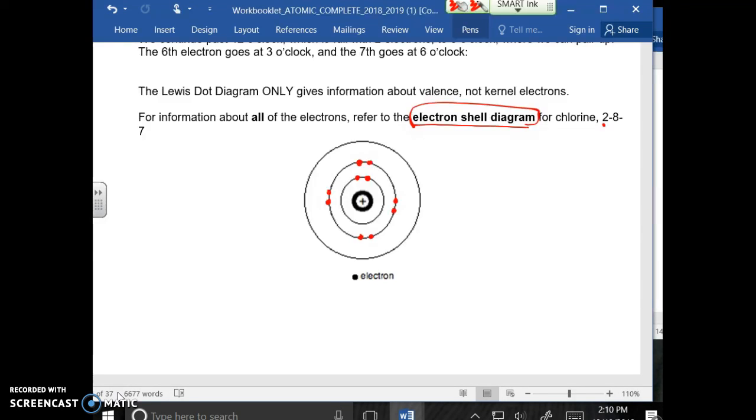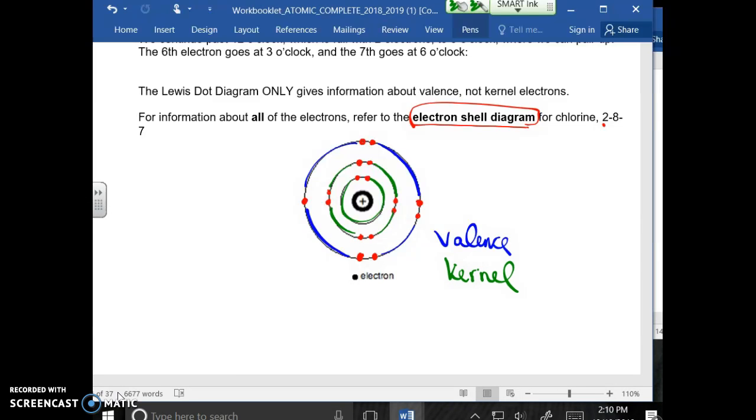Notice we have, again, 12 o'clock, 3 o'clock, 6 o'clock, 9 o'clock. And then I have 7 electrons in the outermost shell. 1, 2, 3, 4, 5, 6, and 7. Again, this is if I want to draw all of them, because remember, this shell in blue, this is the valence shell. The ones that I'm highlighting in green, the inner shells, are the kernel electrons.